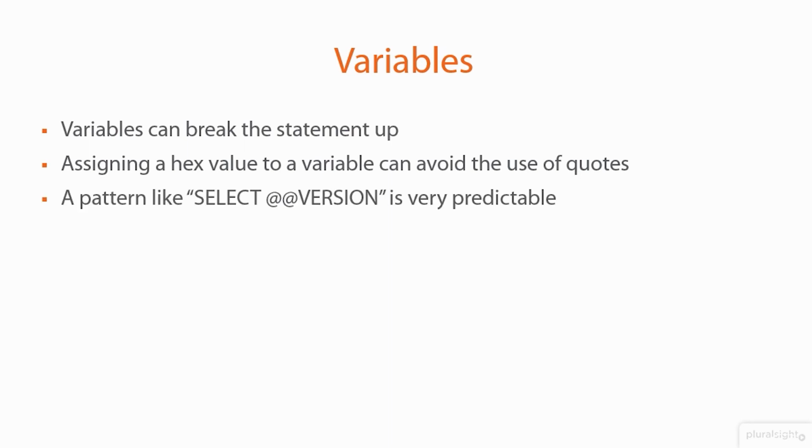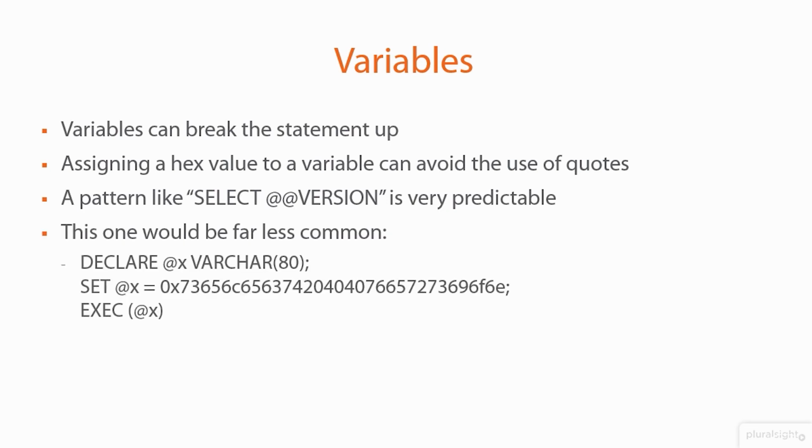Now, imagine a pattern like this. So we've seen this syntax. We used it to discover the version of the underlying database. This is a pretty predictable pattern, particularly the select syntax, as well as the @@. We know that @@ often signifies a system command. So instead of using this sort of syntax, what if we used a syntax like this? So this is just the hex encoding of select @@version.